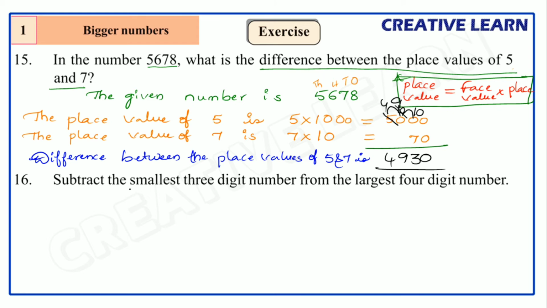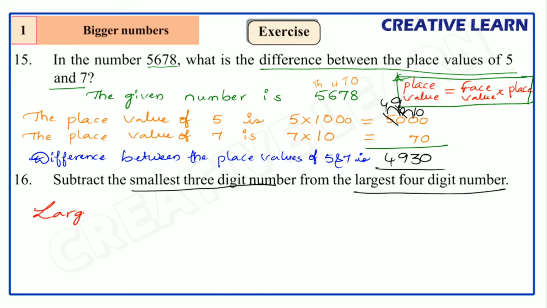Next, 16th question. Subtract the smallest 3-digit number from the largest 4-digit number. It's so easy. First of all, what is the smallest 3-digit number and the largest 4-digit number? We have to write.